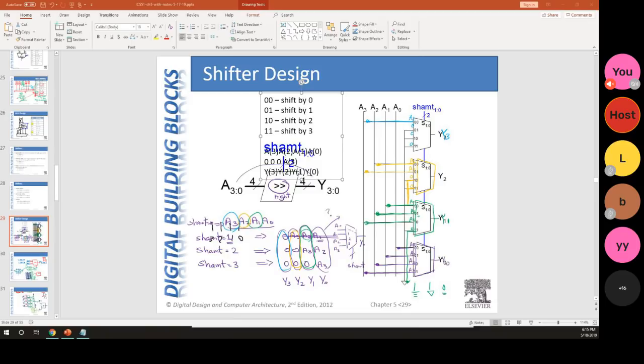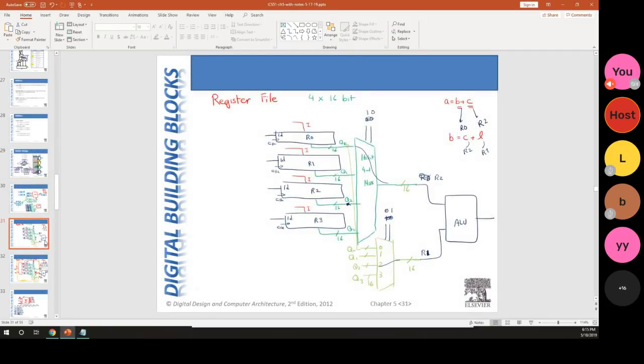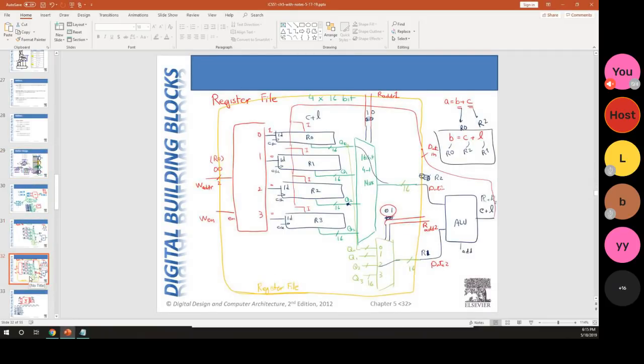It can be any of the values depending on how many you shift. We can talk about it a little bit later too, but let's just go on to register files because that's more of the important stuff for this quiz.